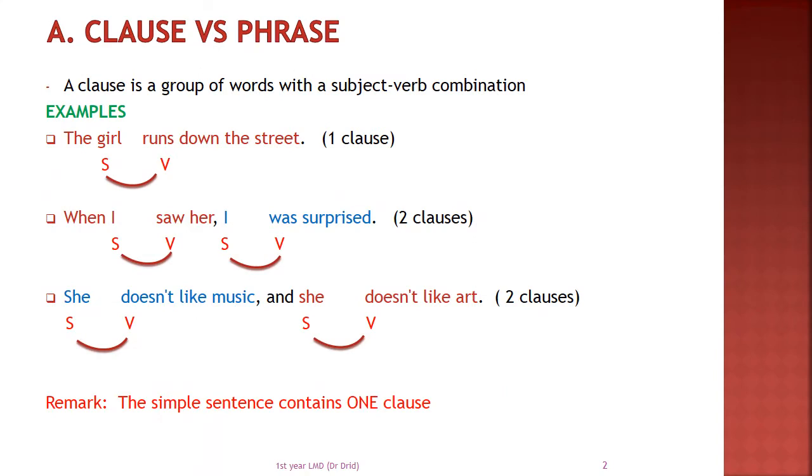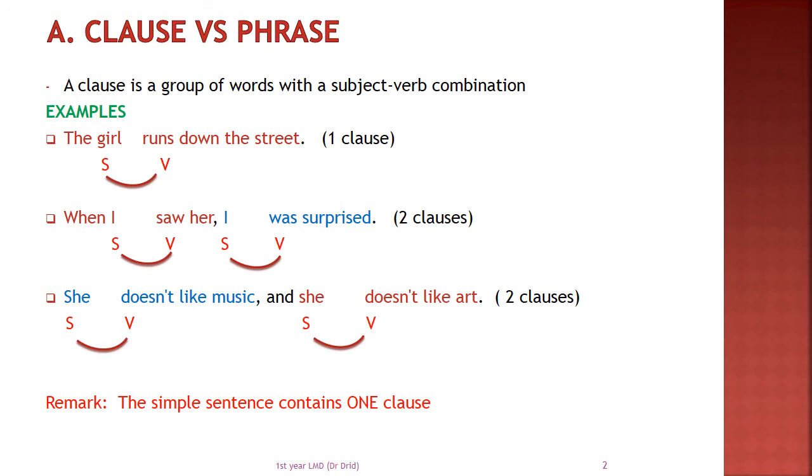Before discussing sentence types, let's clarify the difference between a clause and a phrase. A clause is a group of words with a subject-verb combination. We know the type of the sentence according to the number of clauses in it. We take an example to understand the meaning of a clause. The girl runs down the street.